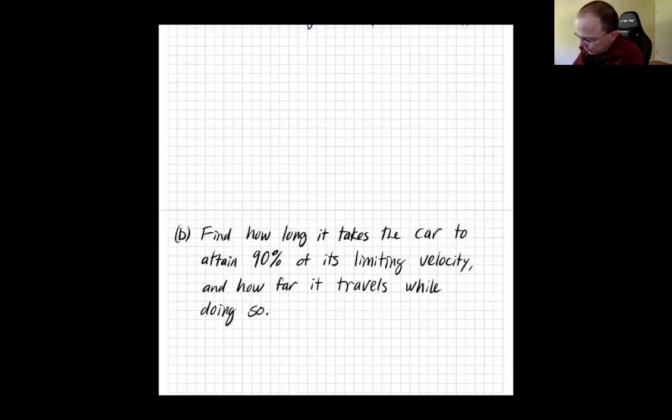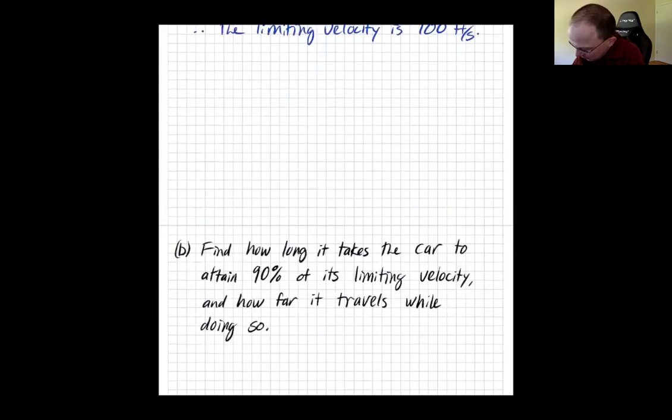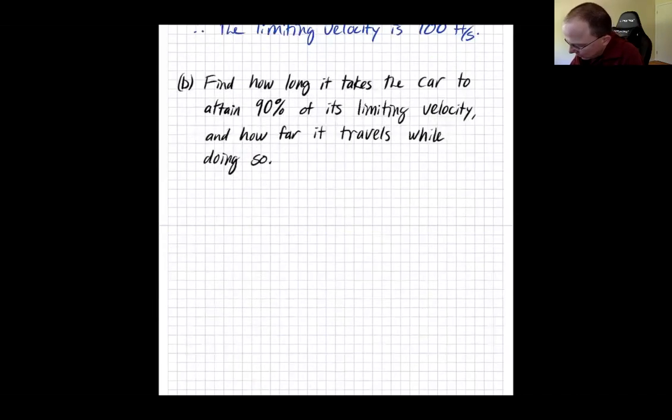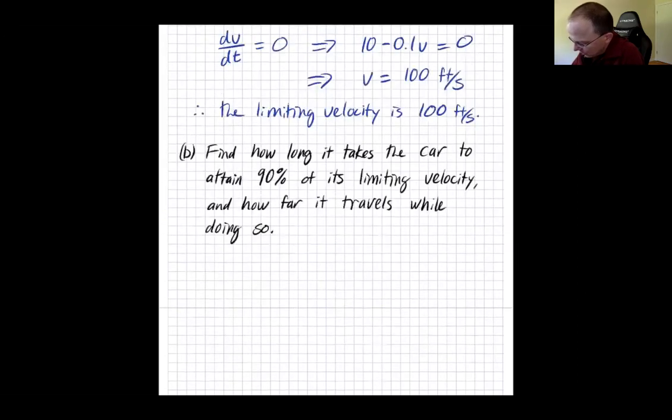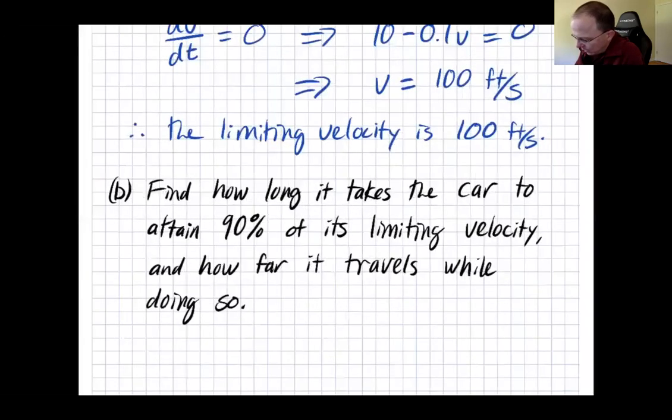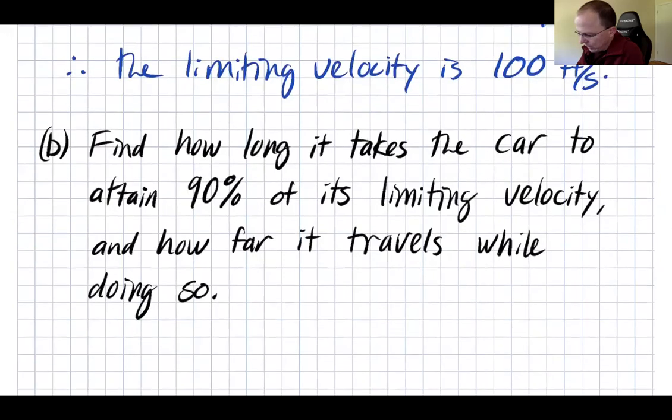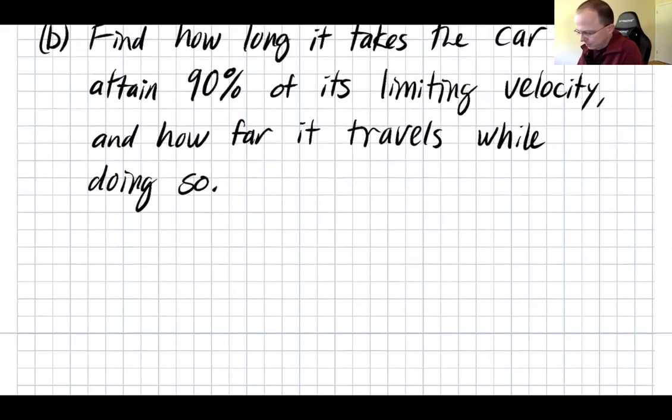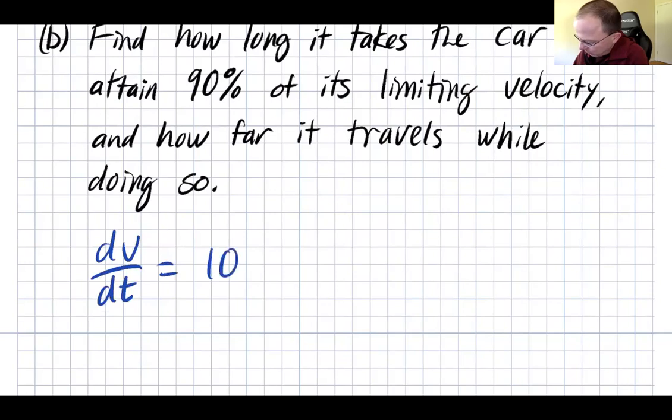Next question. It says, find out how long it takes the car to attain 90% of its limiting velocity. So now we know that would be 90 feet per second, and how far it travels while doing so. Okay, so we'll have to solve our differential equation. So let's write that down again. dv/dt is equal to 10 minus 0.1 times v.